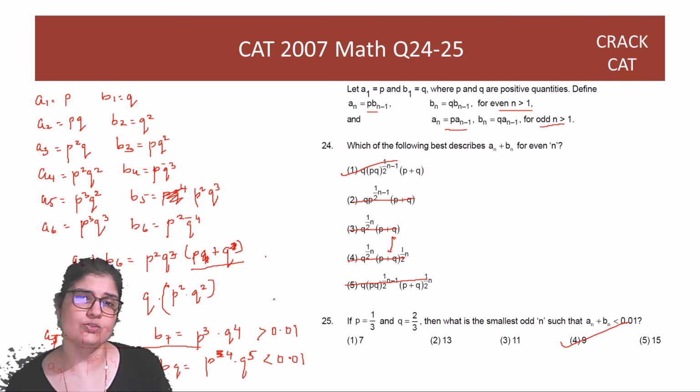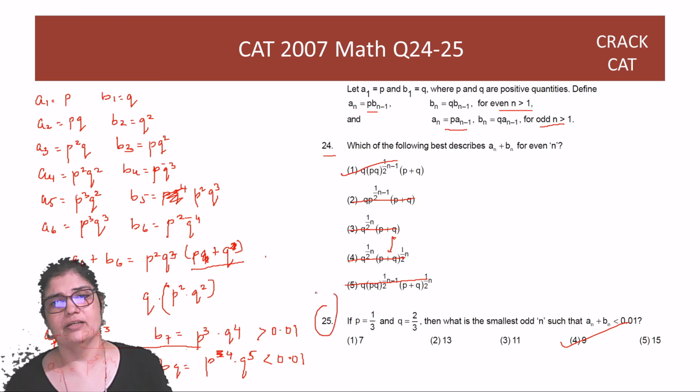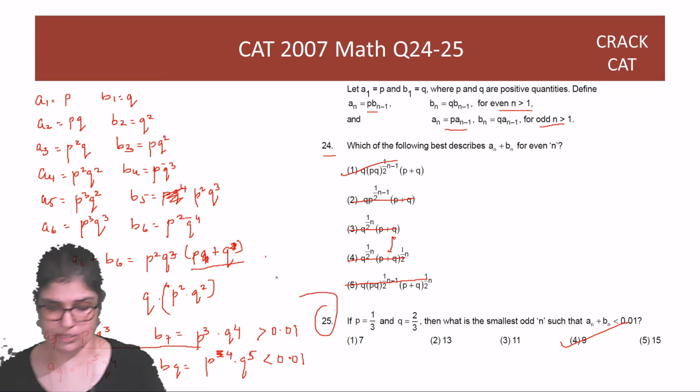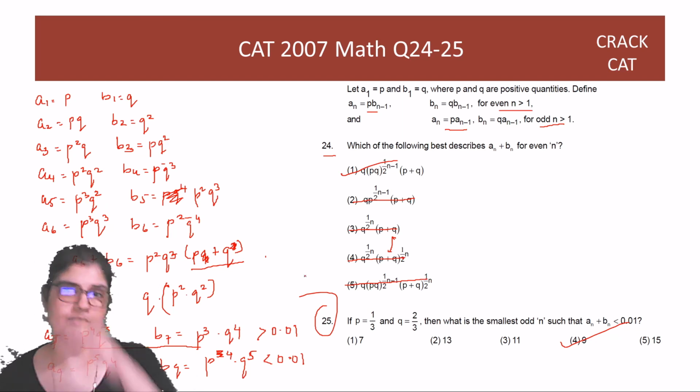So out of these two questions, perhaps you could do 24 still, but 25 is very, very time consuming to do, right? But there were other questions that were easy to do. So it was not as if you had to attempt this question.